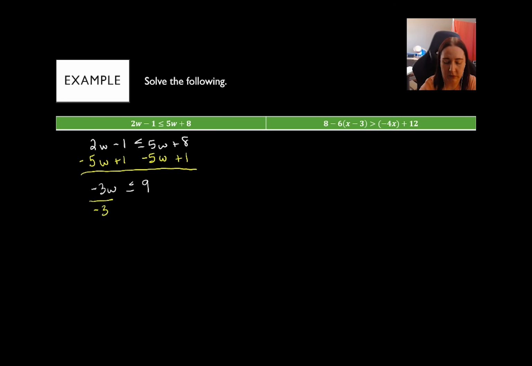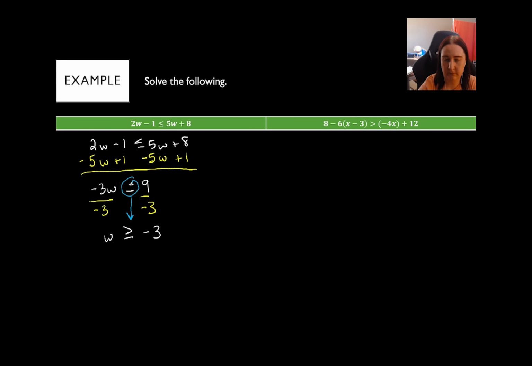So I'm going to divide both sides by a negative 3. And we get w is greater than negative 3. So we divided by a negative. So I had to take that inequality, change the direction, and then 9 divided by negative 3 is negative 3.